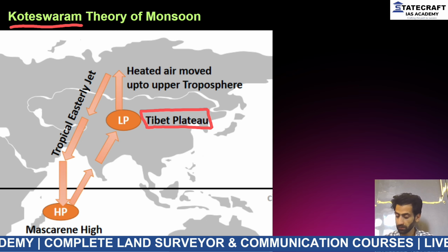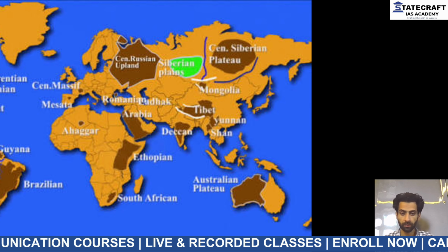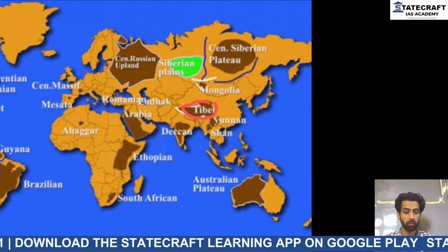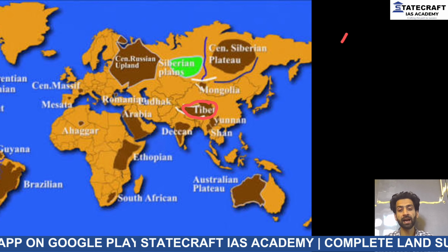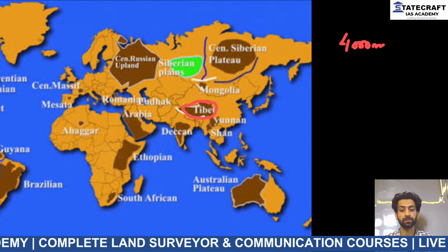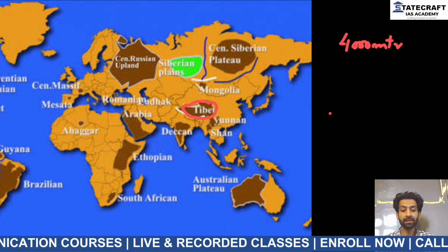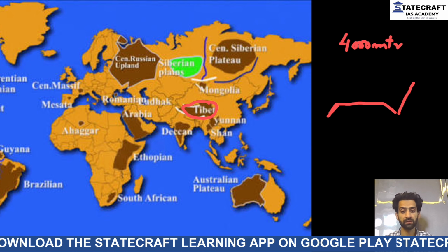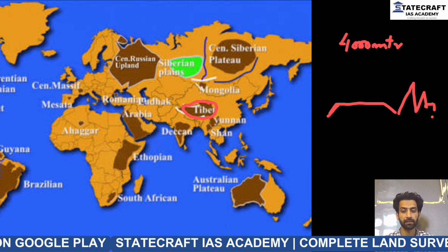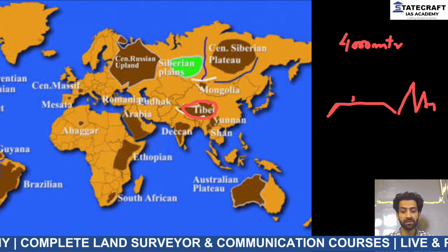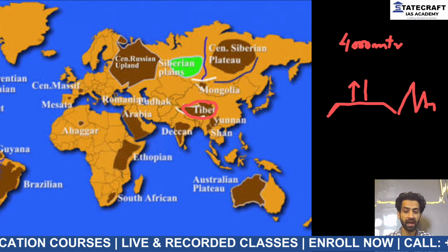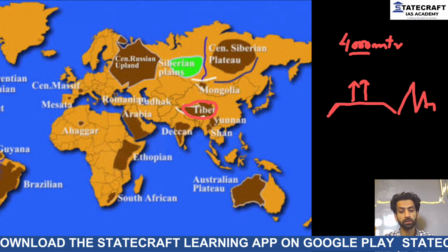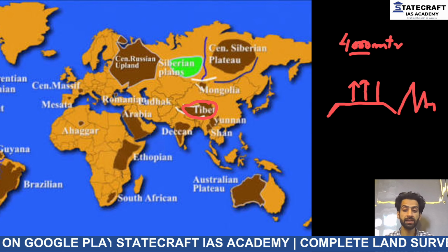How? Listen to me very carefully. Look at this map. This is Tibet, a vast land. What happens is this is at a height of 4,000 meters. When the land heats up, because this is a plateau, then we have Himalayas after this and then India. When this land heats, the air starts to rise because this is very high. The height is 4,000 meters, so the solar insolation will be more. More the height, more the solar insolation. So the land mass will start to heat and the air will start to rise.